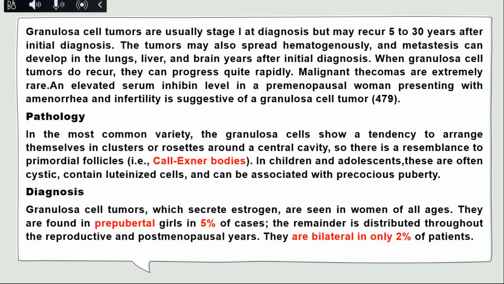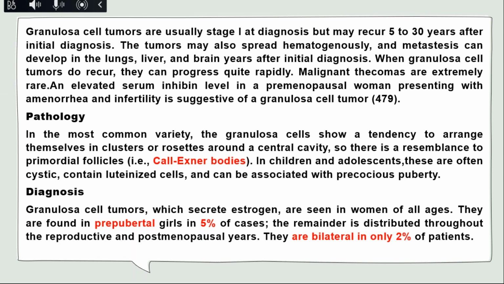So the pathology shows another term that we are very familiar with, that is the Call-Exner bodies. And as I said, there may be a case scenario with the feature of Call-Exner bodies, and you have to be very sure about Call-Exner bodies that the feature is clusters or rosettes around the central cavity. So there is a resemblance to primordial follicles. So if they say that the histopathology is showing clusters of primordial follicles, we can think that this is the Call-Exner body, and the diagnosis will be granulosa cell tumor.